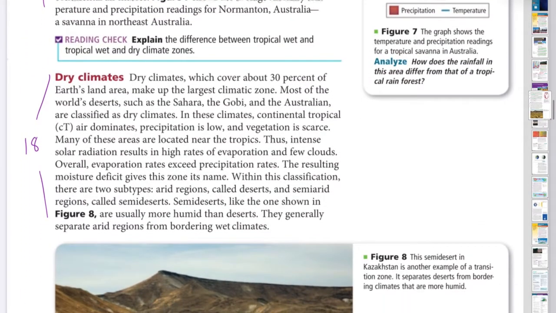All right, dry climates. Dry climates, which cover about 30% of Earth's land area, make up the largest climate zone. So dry climates make up the largest climatic zone. Most of the world's deserts, such as the Sahara, the Gobi, and the Australian, are classified as dry climates. In these climates, continental tropical air dominates. Precipitation is low, and vegetation is scarce.